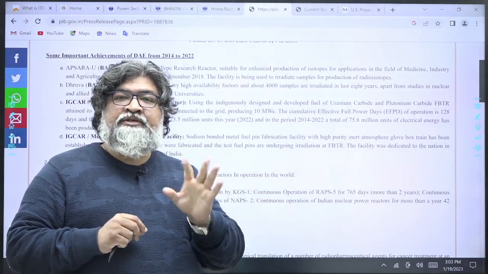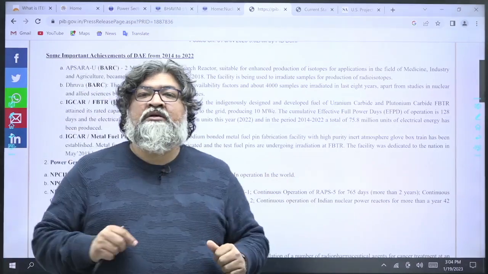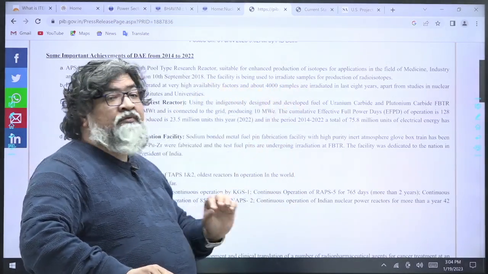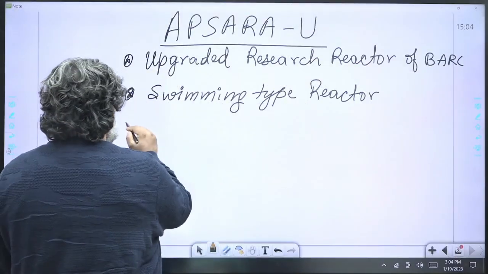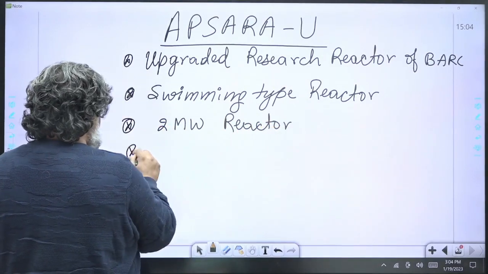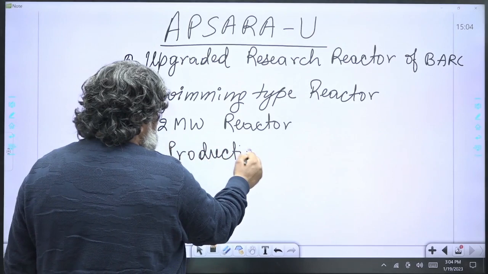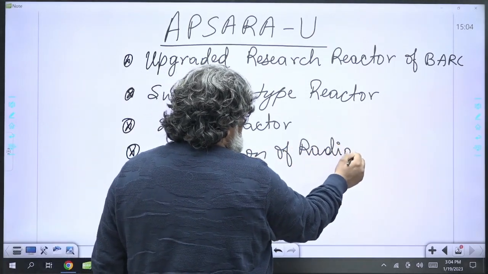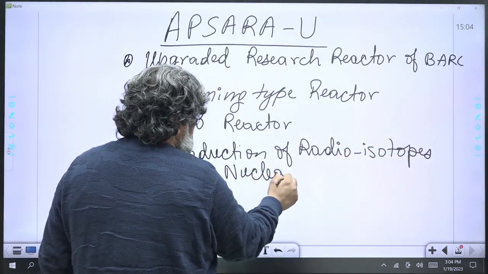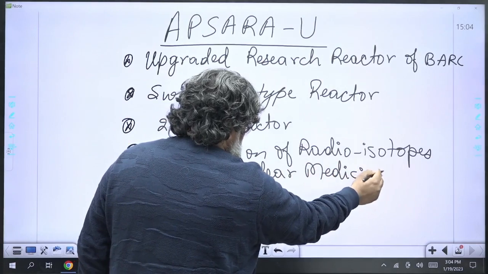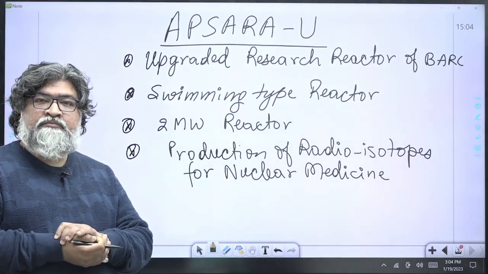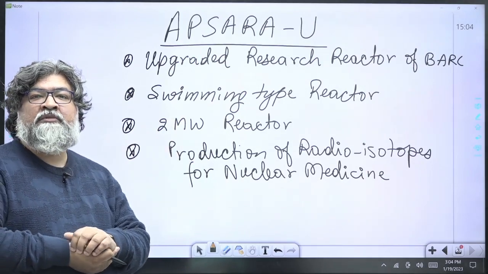So in 2018, after the upgraded form of Apsara was started, it became critical. It is clearly given here that the facility is being used to irradiate samples for production of radioisotopes. That means this 2 megawatt reactor is for production of radioisotopes for nuclear medicine. This is the way you have to be aware of things. You have to know about it, and a direct question can be asked in the prelims exam about this particular reactor.